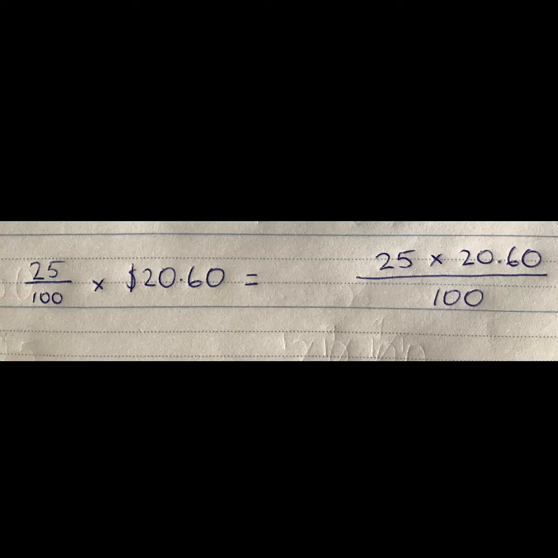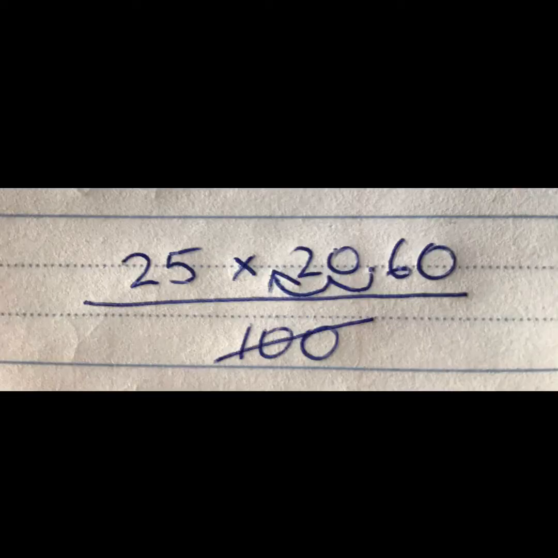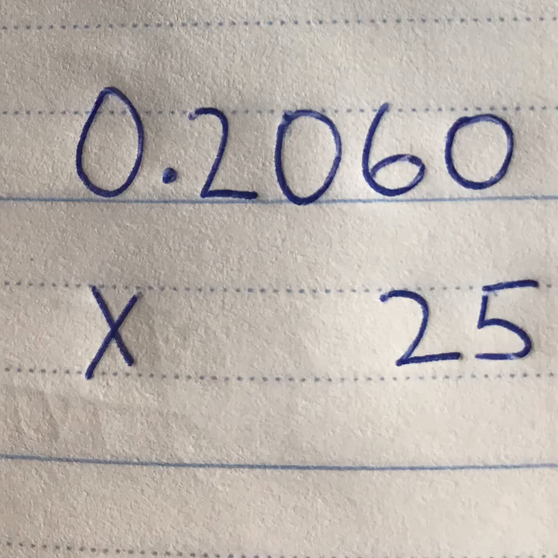So 25 100ths times $20.60. Again, we write it like this, 25 times $20.60 over 100. And when we're dividing by 100, remember, we move the decimal point 2 spots to the left. So let's do that early on to the $20.60. So we end up, after moving it 2 spots to the left, that decimal point, we can end up with this sum.